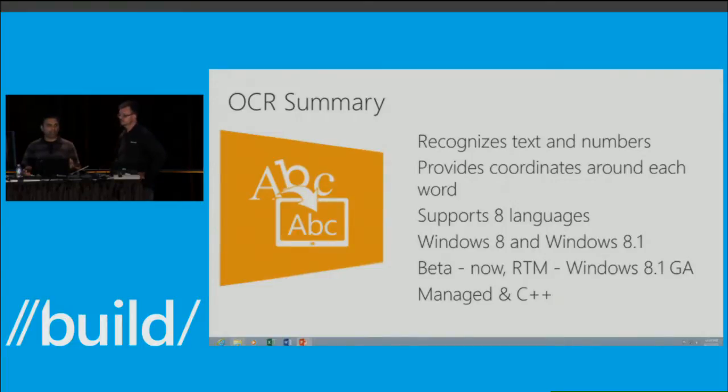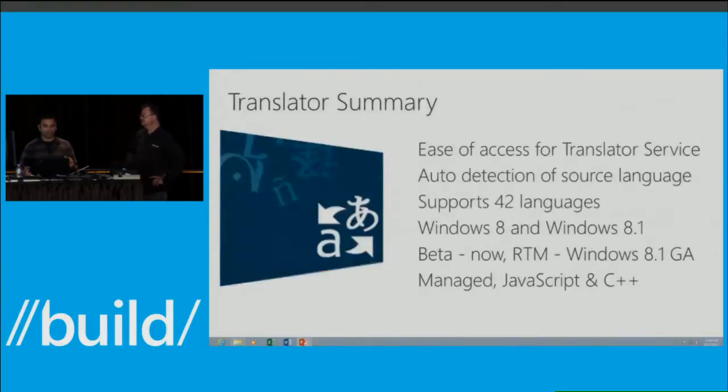You can download it from the Bing Dev Center, and it will work with both Windows 8 and Windows 8.1. It is supported with only managed and C++ at this point. But we still have the OCR API available, correct? The OCR? Mm-hmm. Okay, perfect.